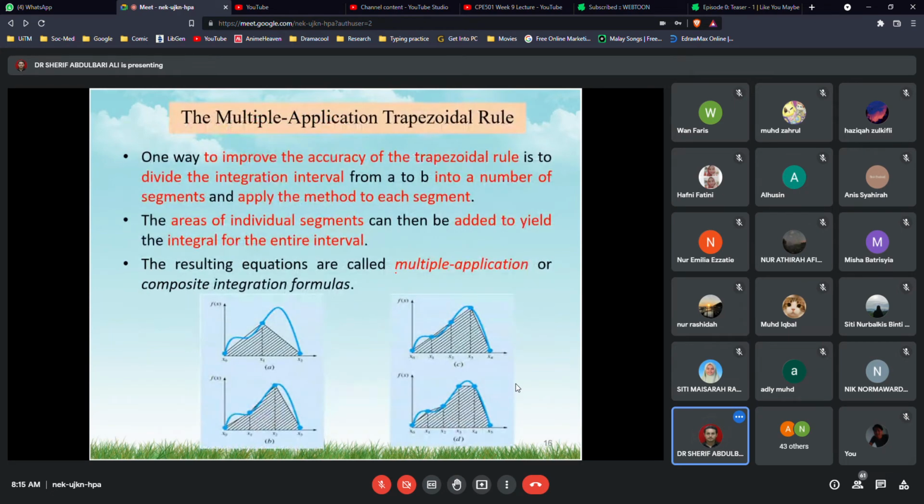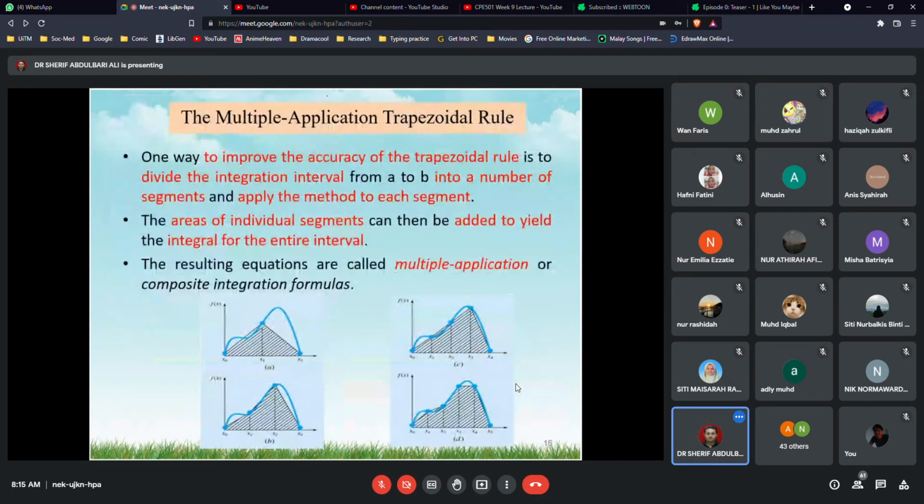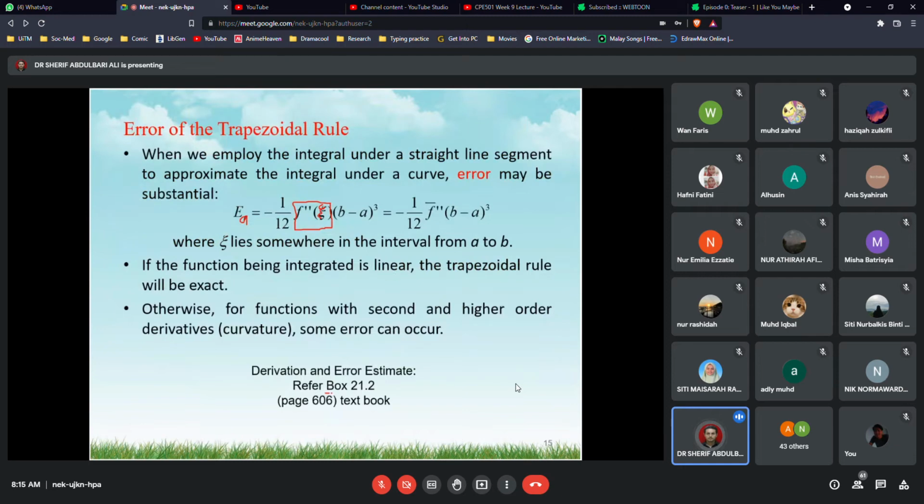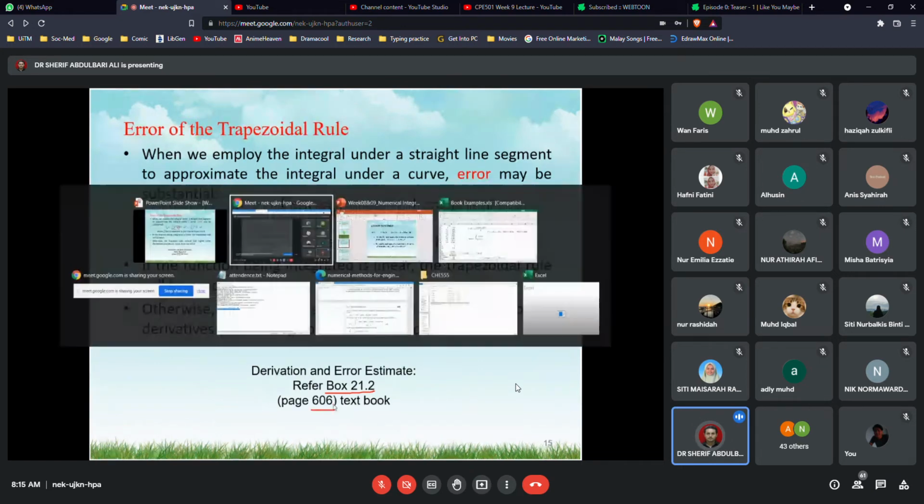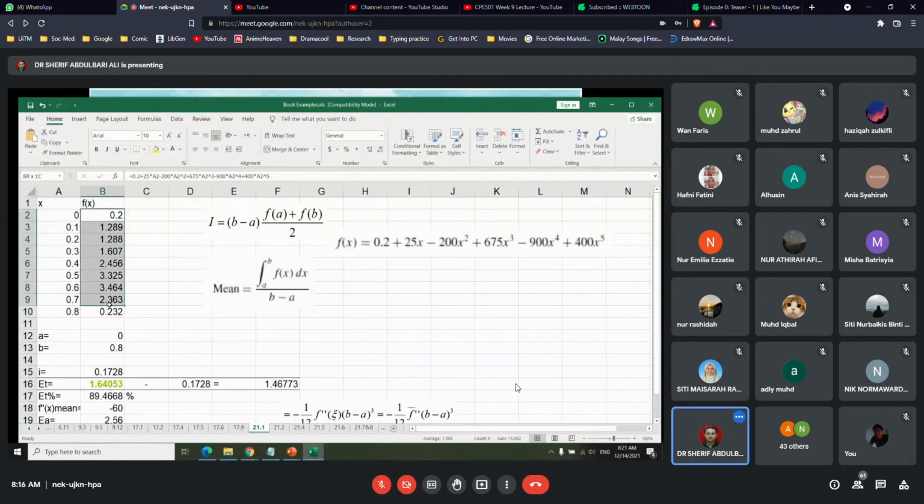So let's start with our first example, and after that we are going to go for the multiple application of the trapezoidal rule. So this is our first example here. I think the page number is not correct because this refers to the old page. So let's see the example. I have this function here, and if I use those values from 0 to 0.8 inside this function, it is going to generate all these values.